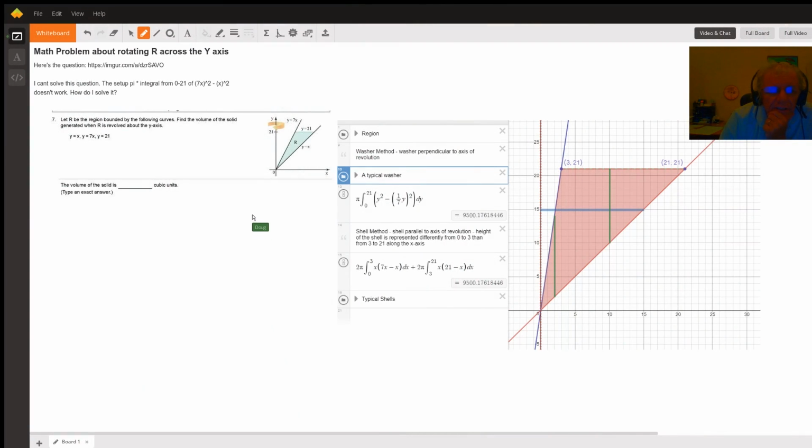There are two choices for setting up the integral for this problem. You can use the washer method, in which the typical washer is perpendicular to the axis of revolution, and that's represented by this typical washer right here, perpendicular to the axis of revolution. So you're going to have infinitely many of these washers.